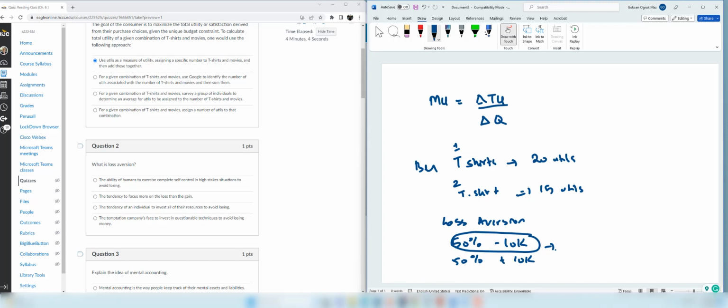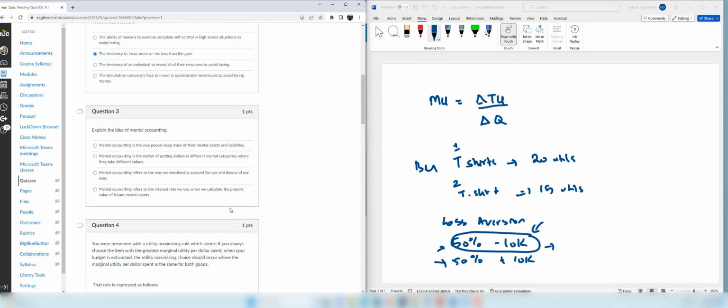So people do everything to avoid the loss because they don't like to lose money. Although the probabilities are the same for winning and losing, 50%, 50%, people avoid losing money because they suffer a lot when they lose money compared to the satisfaction they gain from winning the money. Therefore, the right answer is the second option, the tendency to focus more on the loss than the gain.